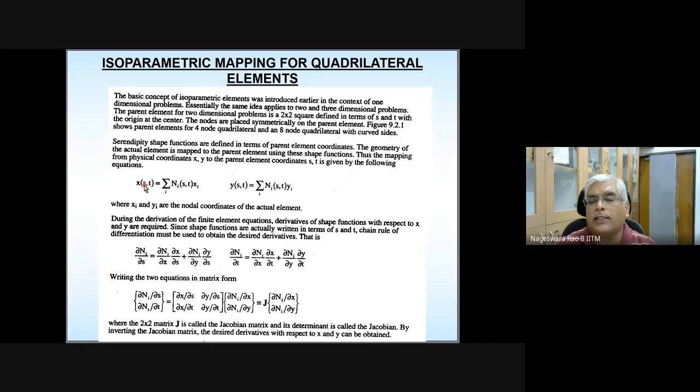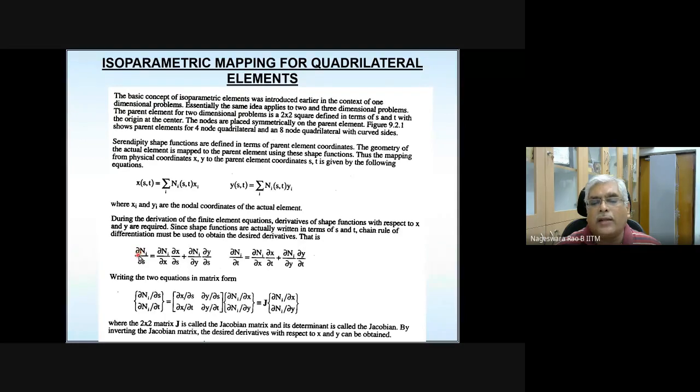So once you got this, x as a function of s and t, y as a function of s and t, you need to go back to your 12th class mathematics. Then you can write all these expressions. And the shape function for the ith node, Ni, is a function of s and t. So when I want to take the derivative of the shape function with respect to s, I need to use the chain rule.